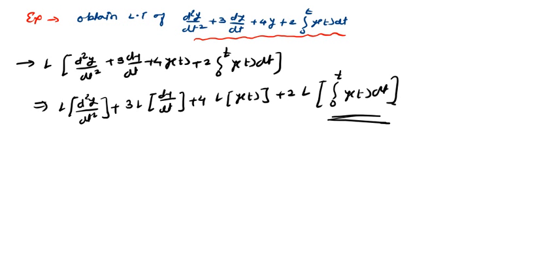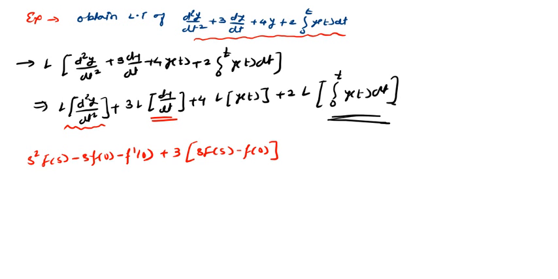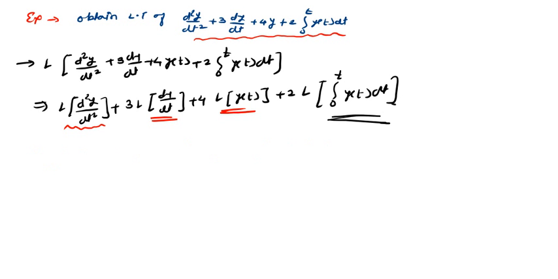This is important. In the previous case we saw how to get the Laplace of this. It is the second derivative, so its Laplace will be s square f of s minus s f of 0 minus f dash of 0, plus 3, this is the first derivative with respect to t, so this will be 3 into s f of s minus f of 0, plus this is L of y of t, that is y of s, so this will be 4 into y of s. The function is y, so we should not take this as f of s; we should take every term in terms of y only.